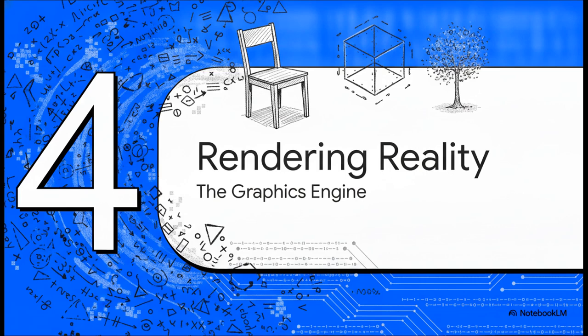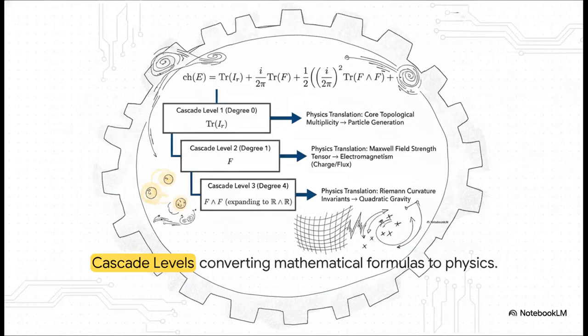All right, part 4, rendering reality's graphics. Let's look at how the universe visually renders itself so we can experience it. If you follow the math here, category-theoretic data is being pushed forward into geometric curvature. Basically, this is the engine turning pure, invisible mathematical data into the physical, tangible world you can actually touch and see.